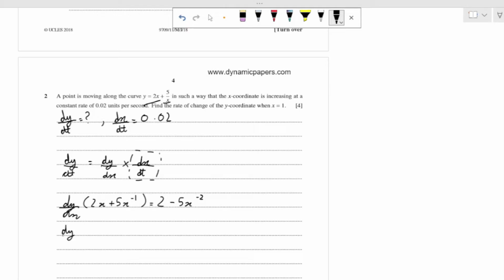Now we can go for dy over dt, which is 2 minus 5x inverse square multiplied with dx over dt, which we were given as 0.02. Now we can of course see that we still cannot solve this equation because we don't have the value of x. Well, luckily we are given the value of x for which we are going to find the rate of change. Substituting in the values, we get 0.06, and that is equals to your dy over dt. Your final answer is 0.06.